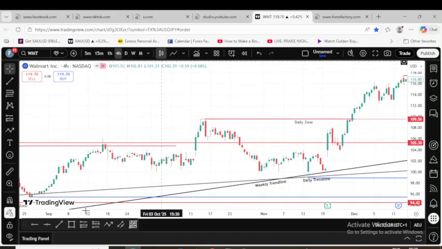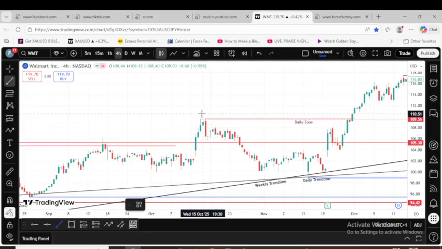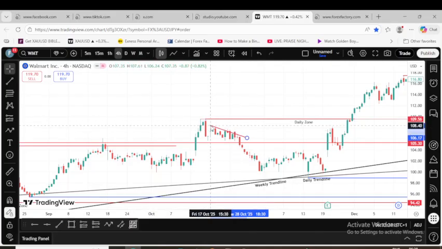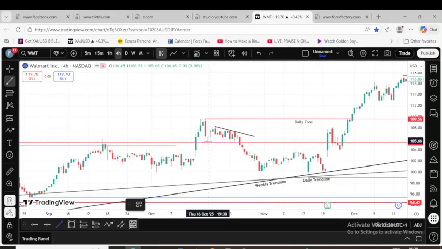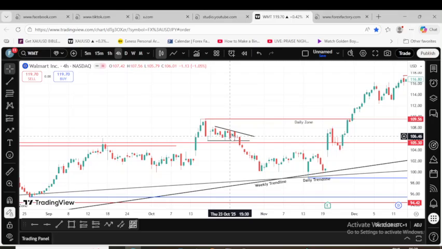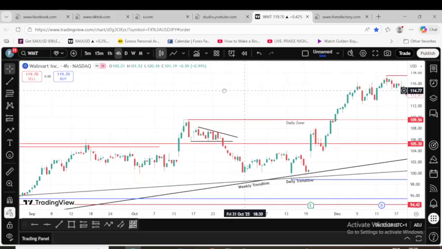What I see here is actually a downtrend, switch it to black, followed by a strong horizontal level. So this is a triangle, not symmetrical, but this is a triangle.